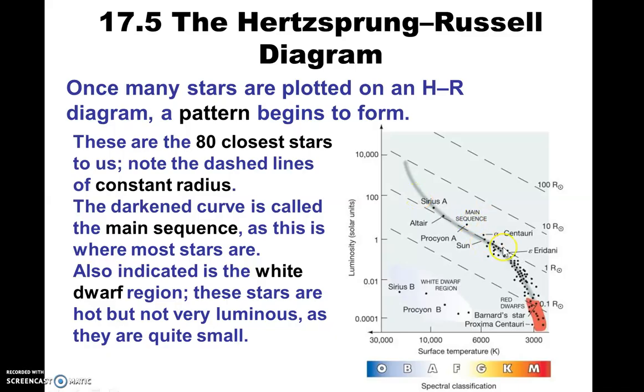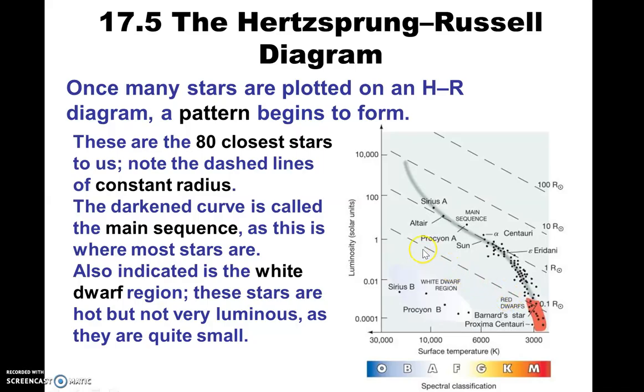Notice our sun is on the main sequence. Most of the stars that you see in the night sky are on the main sequence. Most of the stars in the galaxy are on the main sequence, it turns out. Notice these horizontal lines. These are constant radii. So if a star is along this line, that would be 100 times the size of the sun. Things that are along this line would be 10 times the size of the sun. And then, of course, this line right here would be the same size as the sun.